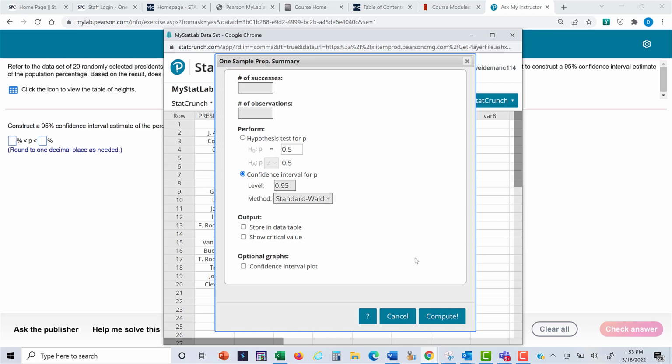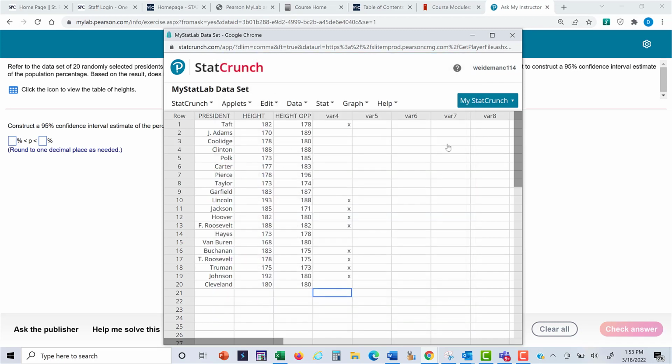So that should work fine for you. I don't think there'll be any problem with it. It's just that you had to do a little bit of preparation work before you could actually do the confidence interval using StatCrunch. So I hope this helps.